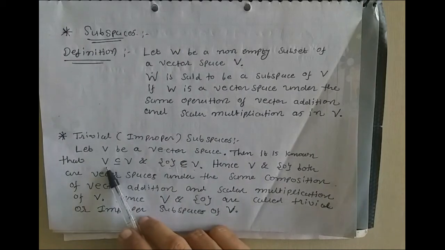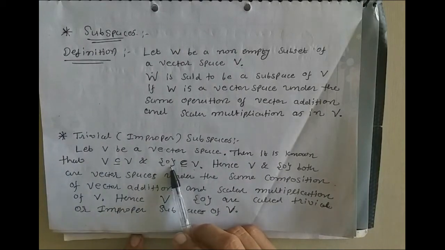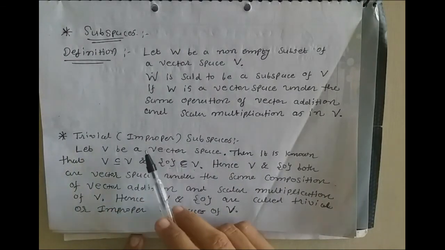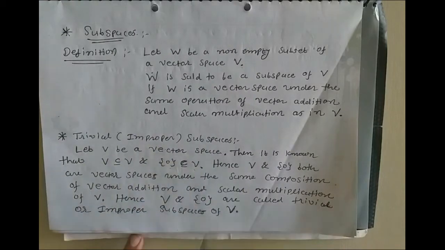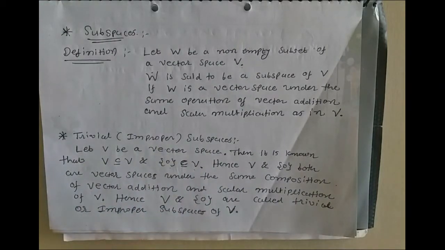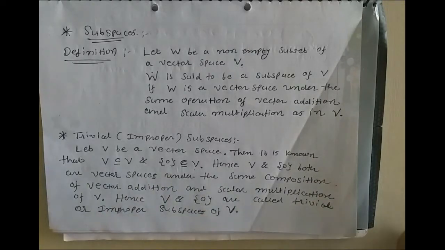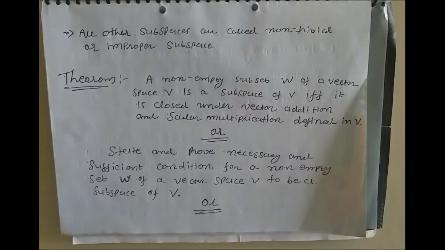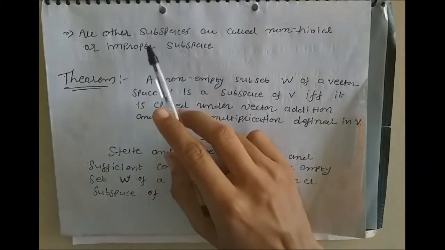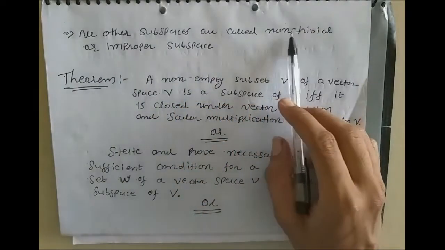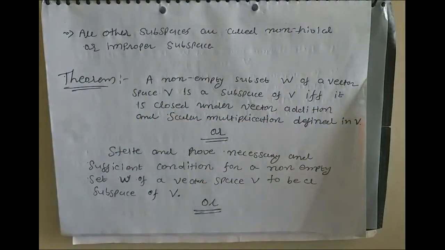Now, these two, V and singleton 0, are called the trivial or improper subspaces of V. Now, if we consider any other set than V and singleton 0, then these are called proper subspaces of vector space V. All other subspaces are called non-trivial or proper subspaces.